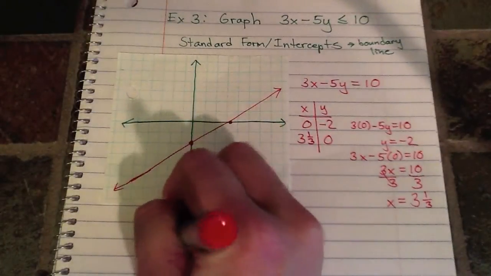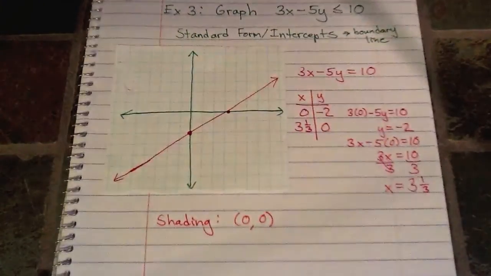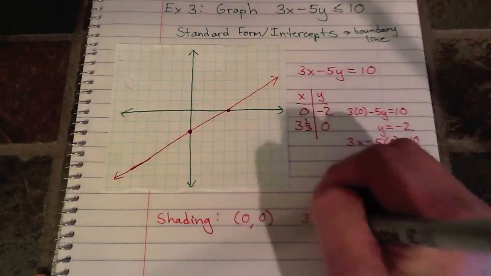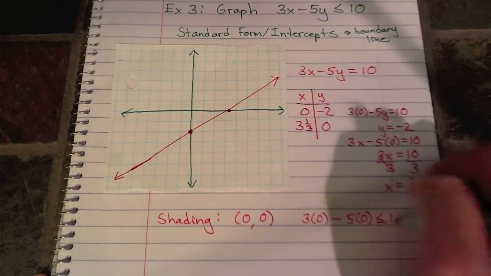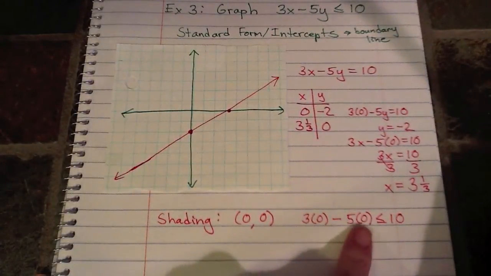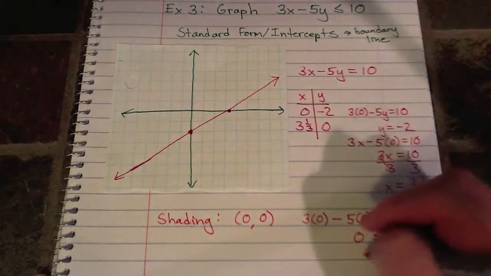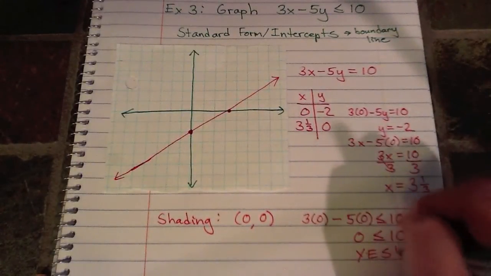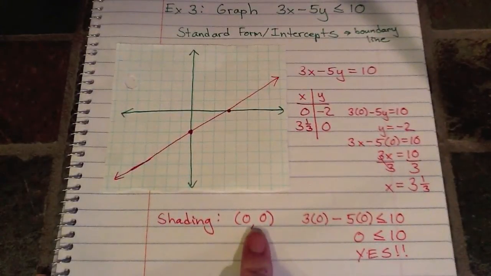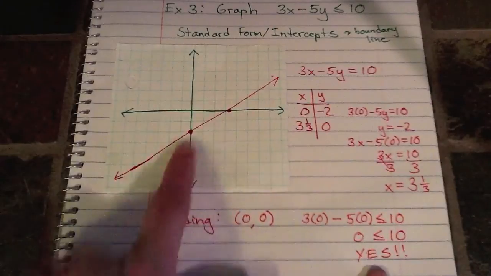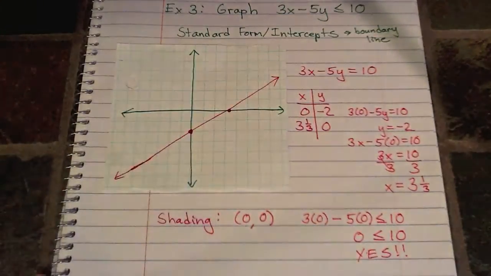So for shading, we're going to go ahead and plug in the point 0, 0, and we're going to see what happens. 3 times 0, subtracting 5 times 0 is less than or equal to 10. 0 subtracting 0 is 0. Is 0 less than or equal to 10? Yes, 0 is less than or equal to 10. So because of that, 0, 0 is my shaded side. So I go where 0, 0 is, that is my shaded side.